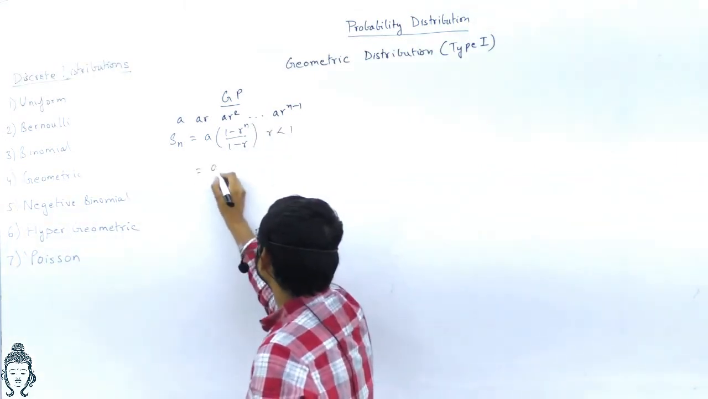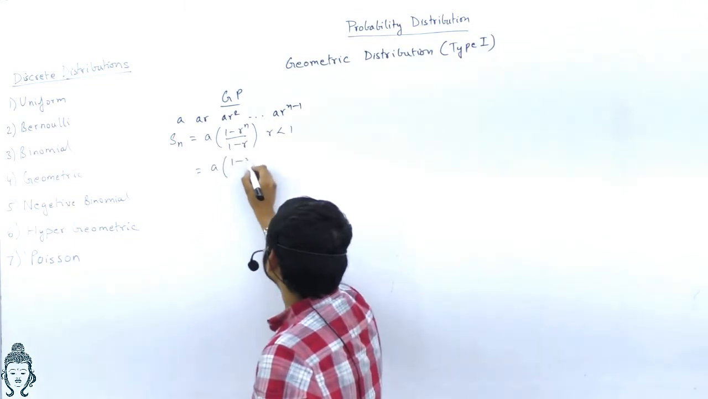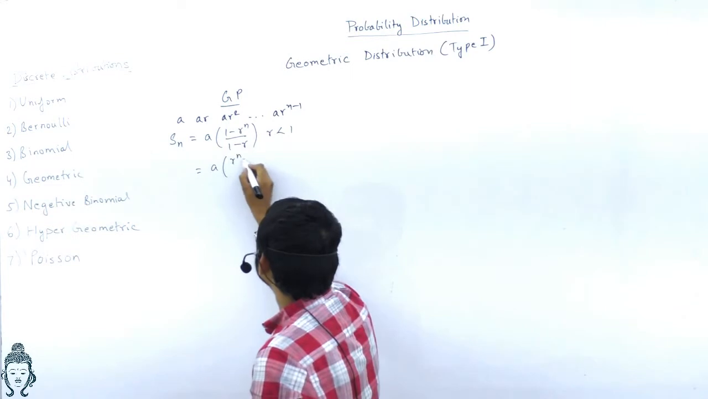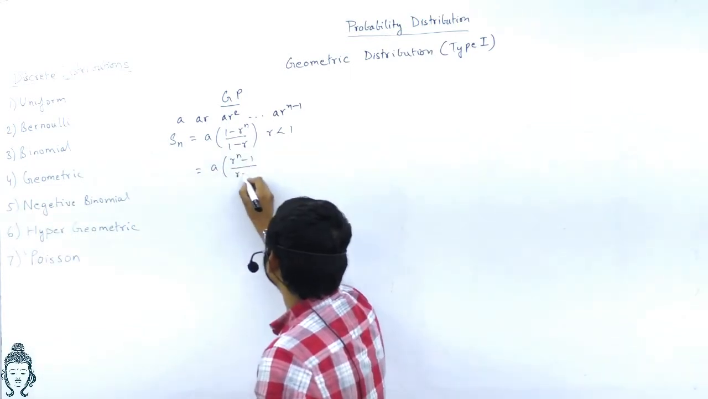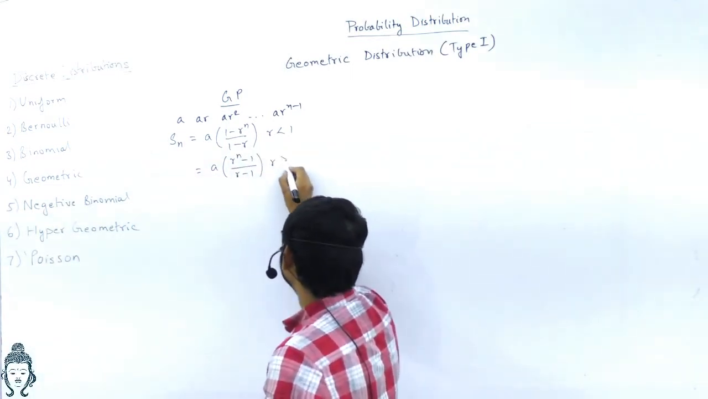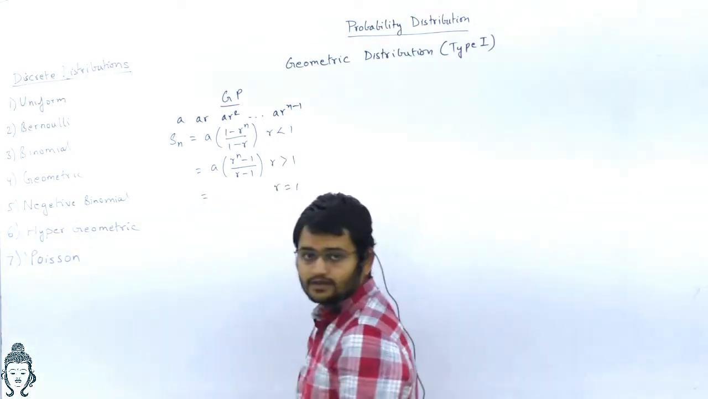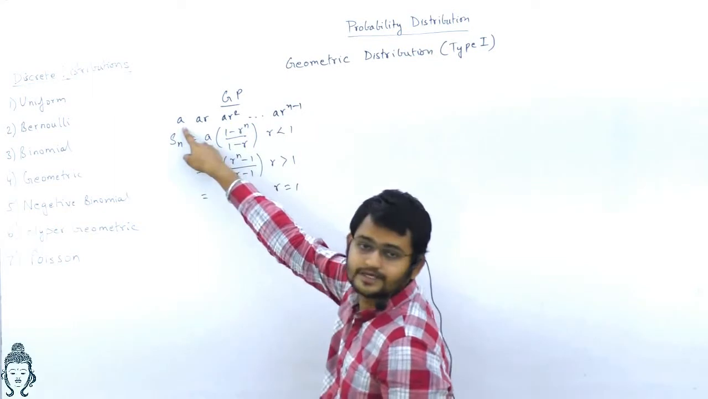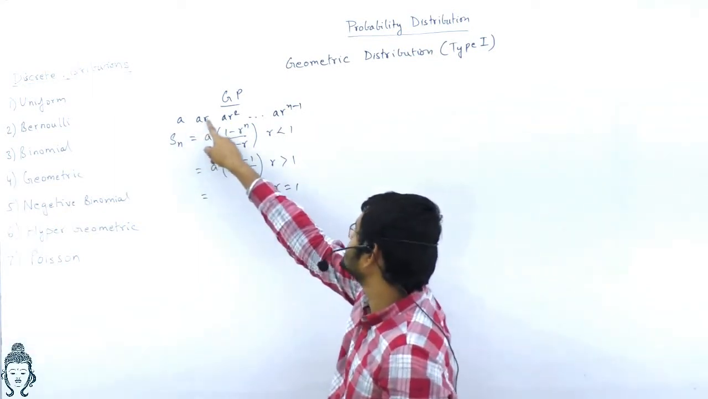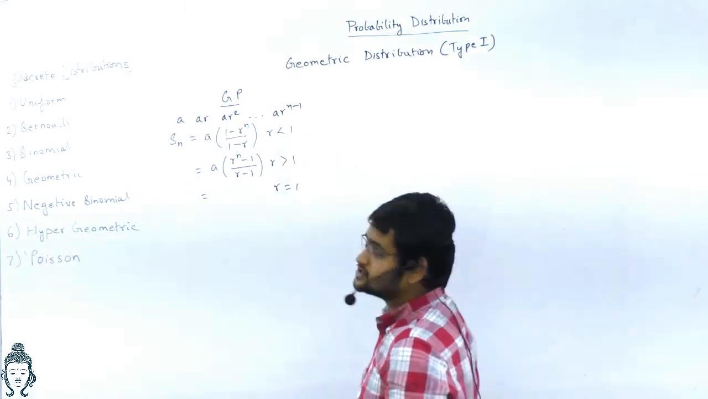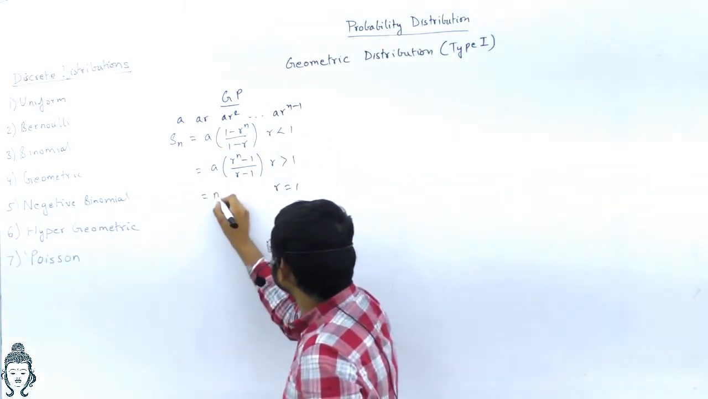and we have a into r raised to n minus 1 upon r minus 1 for r greater than 1. And for r equal to 1 we will have the first term as a, the second term also a, the third term a, as well as the last term also a. So we have n terms, so I can say it is n times a.